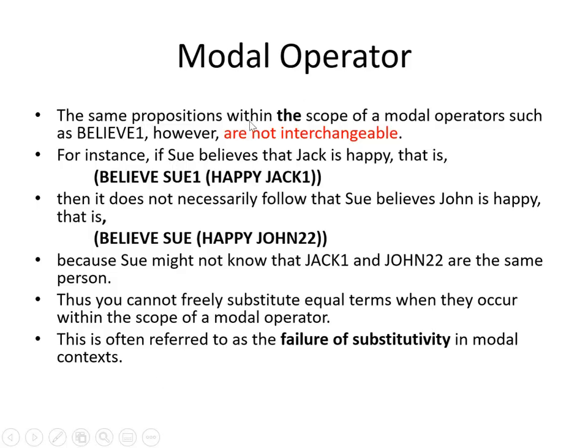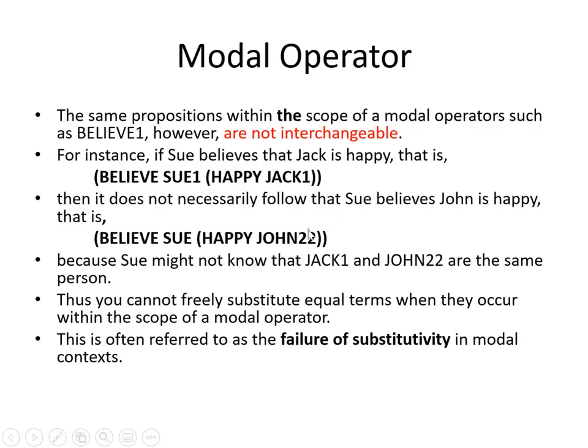But the same proposition within the scope of a modal operator, such as believe, are not interchangeable. So if we have an operator called believe, and Sue believes that Jack is happy, we represent it as believe Sue, happy Jack. Then it does not necessarily follow that Sue believes John is happy, that is, believe Sue happy John 22. Now, why is it so?